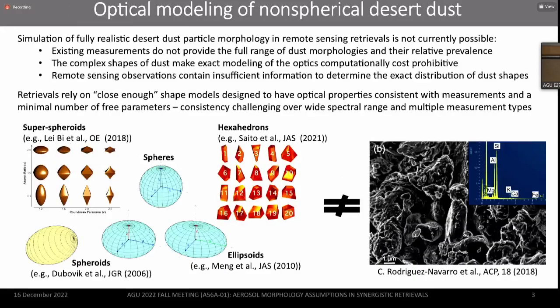Currently, dust particles in reality are very complex, but for a variety of reasons we have to simplify them in the retrieval. We don't have a great picture of what they look like and their relative distributions. Computationally, it's prohibitive to simulate a whole lot of these particles. It's just not feasible. And remote sensing retrievals don't contain enough information to retrieve all those details anyway. So we try to simplify them by finding some relatively simple model that reproduces the optics in the space of the measurements that we care about.